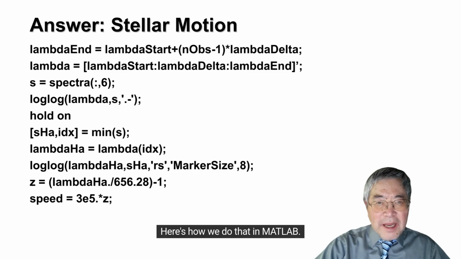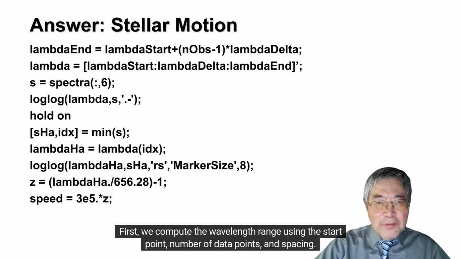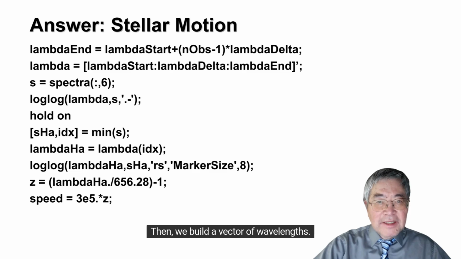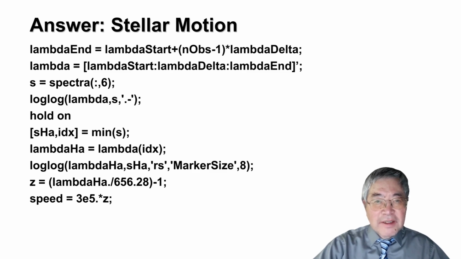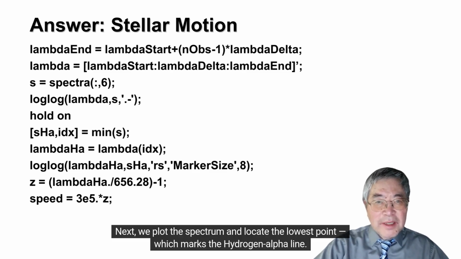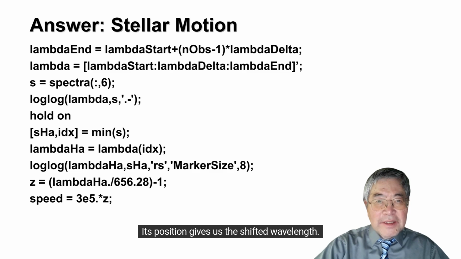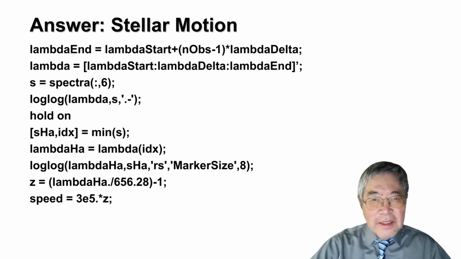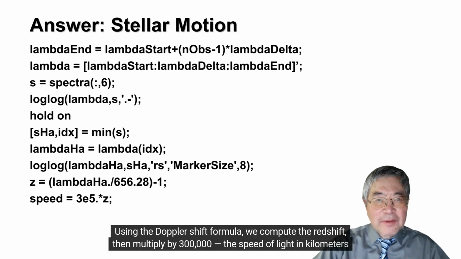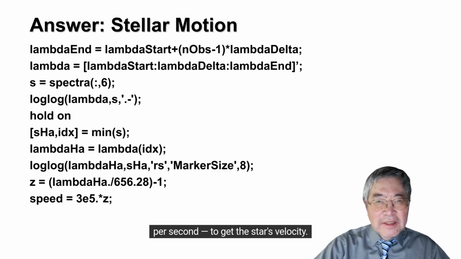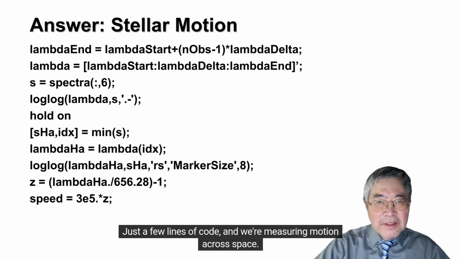Here's how we do that in Matlab. First, we compute the wavelength range using the start point, number of data points, and spacing. Then we build a vector of wavelengths. Next, we plot the spectrum and locate the lowest point, which marks the hydrogen alpha line. Its position gives us the shifted wavelength. Using the Doppler shift formula, we compute the red shift, then multiply by 300,000, the speed of light in kilometers per second, to get the star's velocity. Just a few lines of code and we're measuring motion across space.